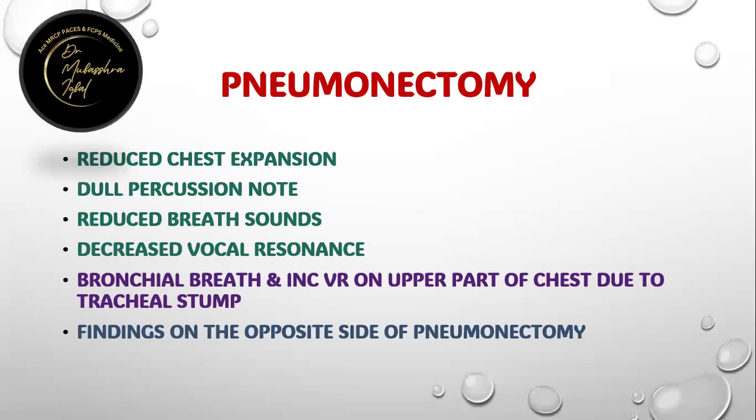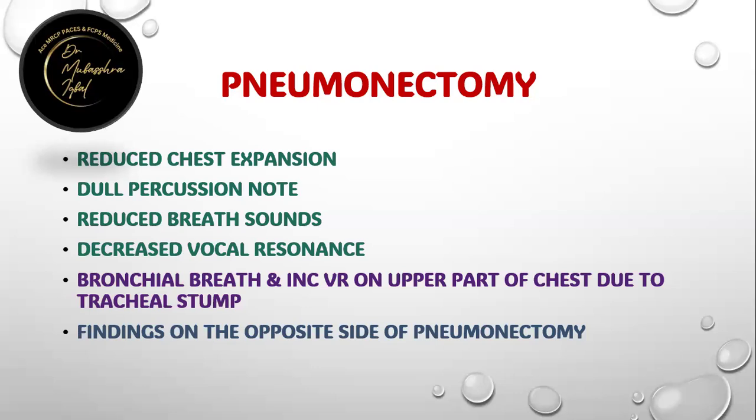Because there are multiple causes of pneumonectomy, how can you remember them? Multiple causes and multiple things are difficult to memorize in the exam. Just remember a mnemonic, TBM. T stands for tuberculosis, B stands for bronchiectasis, and M stands for malignancy, that is bronchogenic carcinoma. These are the main causes of not only pneumonectomy but also lobectomy.